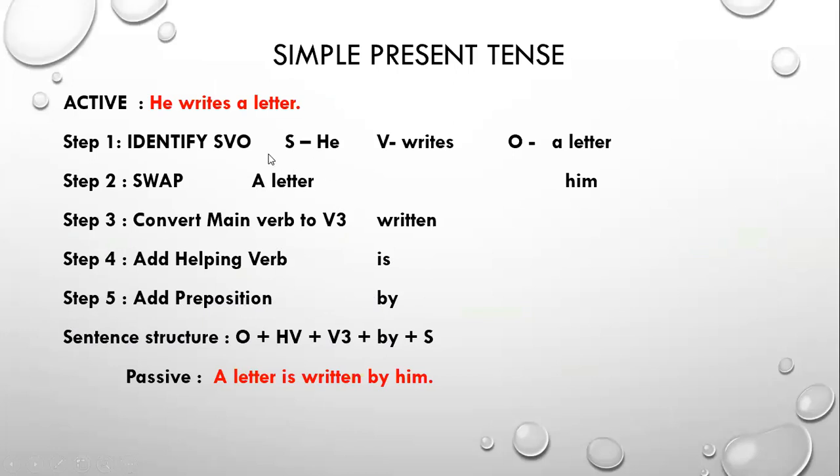Now your object is a letter as you have swapped the positions. Object is a letter, then the helping verb is. So a letter is, third form of verb is written. See here it is written. Then I added the preposition by, and then your subject goes to the end and it is him. He becomes him. So your sentence becomes a letter is written by him. He writes a letter is active speech. A letter is written by him is passive speech.